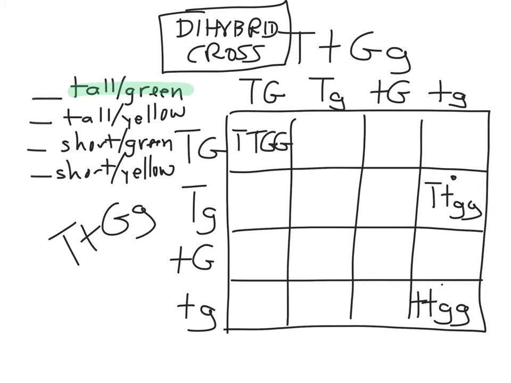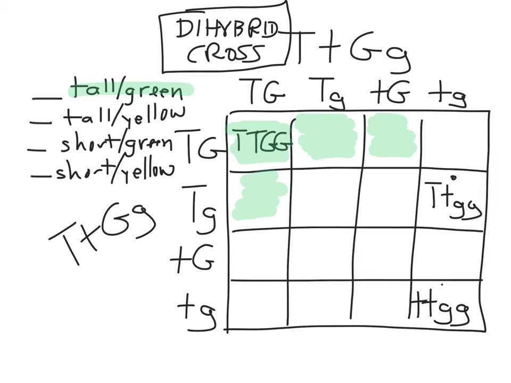So if I want to represent a box that's tall and green, well, this box is tall and green. Now I'm not going to fill all these in, but this one would also be tall and green. This one would be tall and green. This one would be tall and green. So you're going to continue that with the rest of the Punnett square.